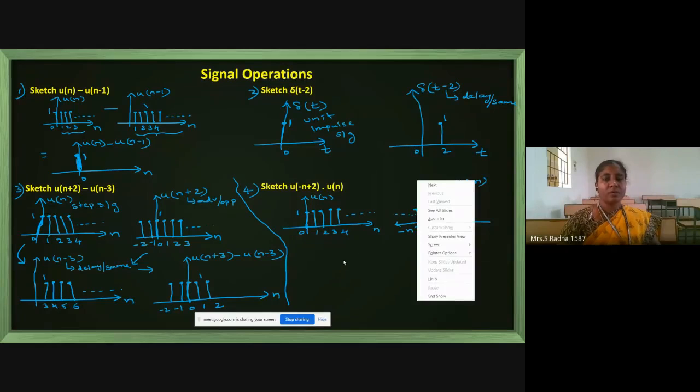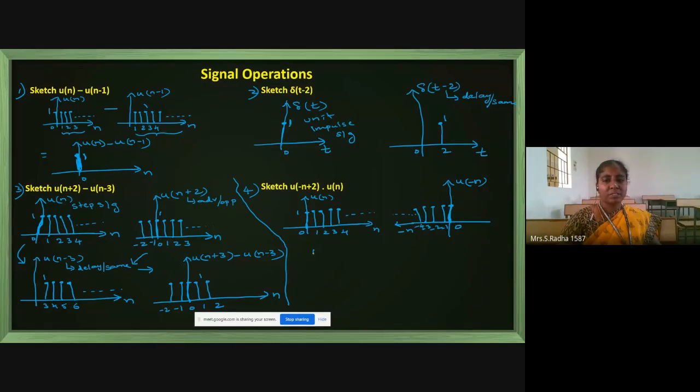Now u of minus n plus 2. You have to take this diagram, u of minus n, and operate from it. Plus means advance. Advance means you have to shift in the opposite direction. And minus n means this side is the present signal. So opposite direction means you have to shift this diagram right.